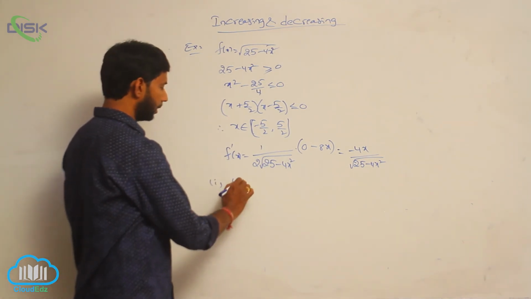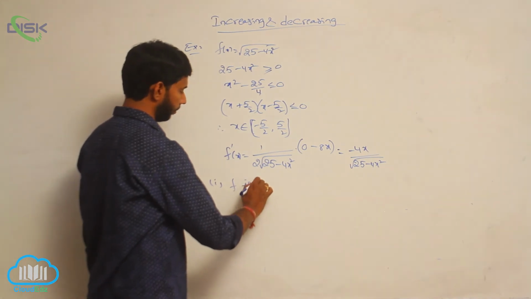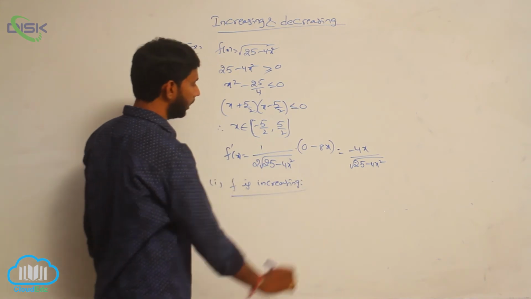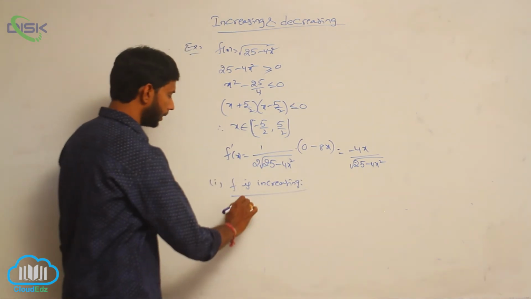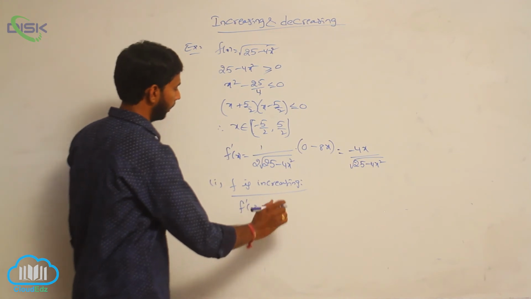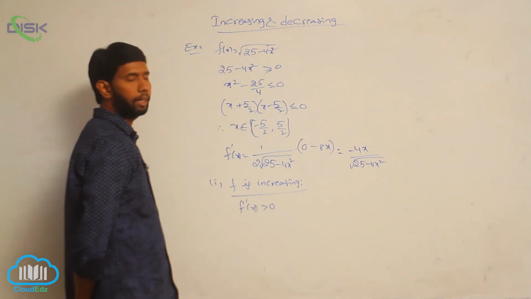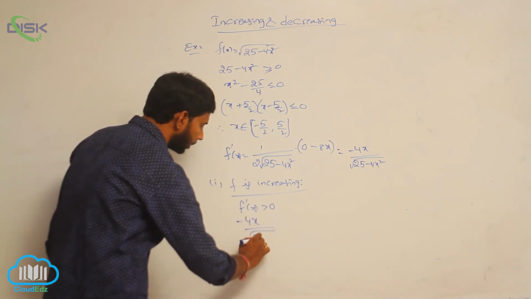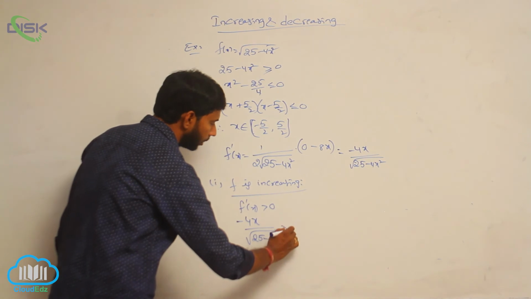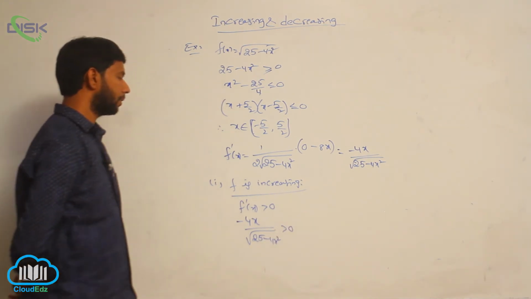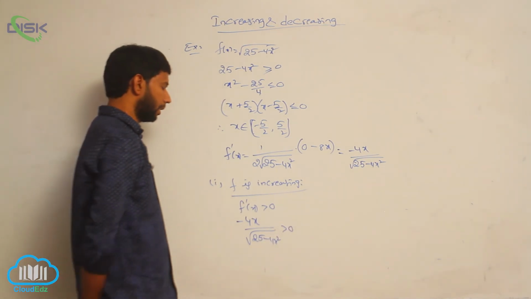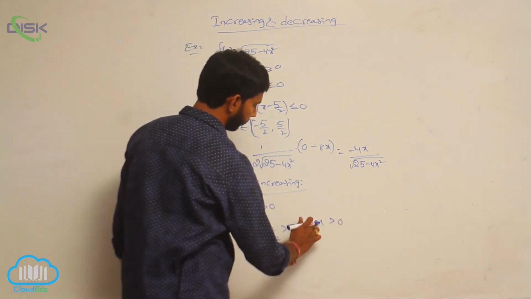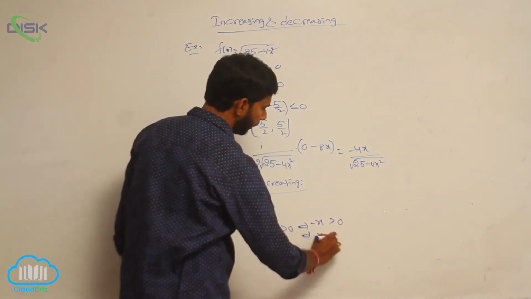The first condition is f is increasing. Here f is increasing means f dash x is greater than 0, that is minus 4x by square root of 25 minus 4x square is greater than 0. That implies minus x is greater than 0, that is x is less than 0.